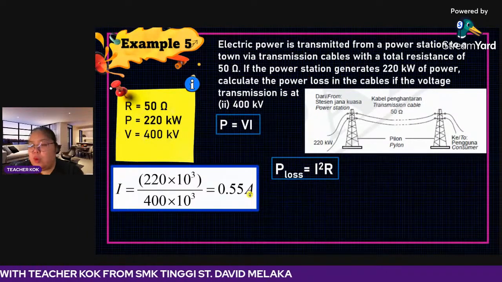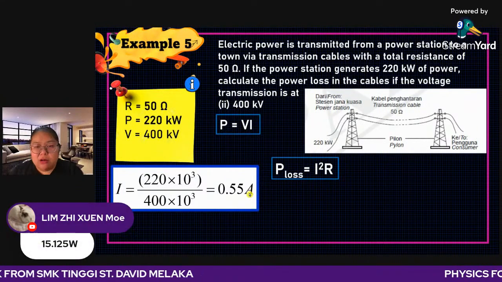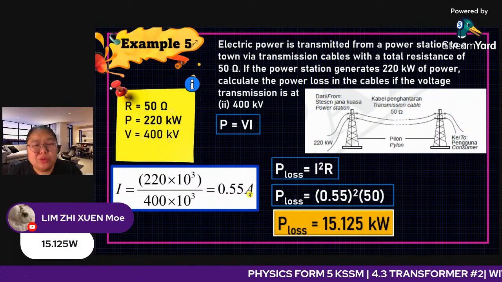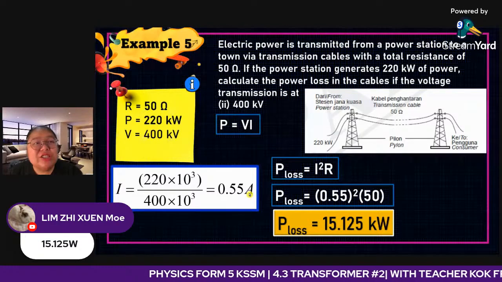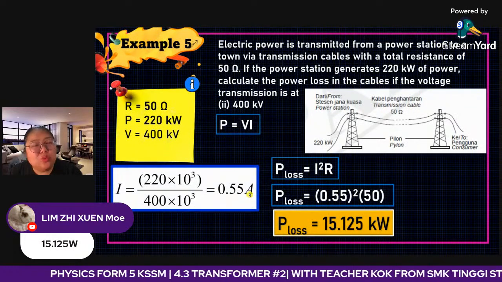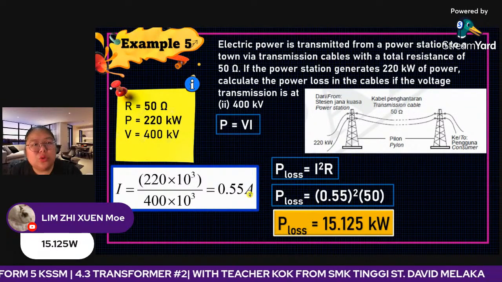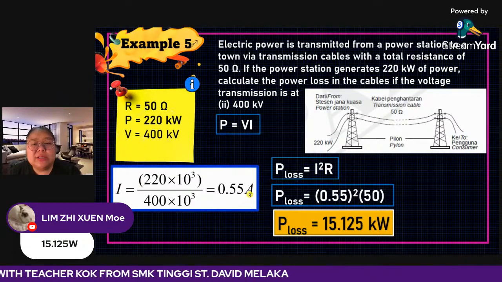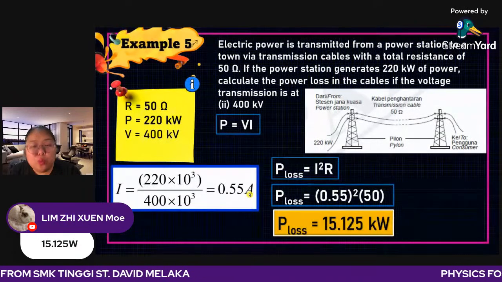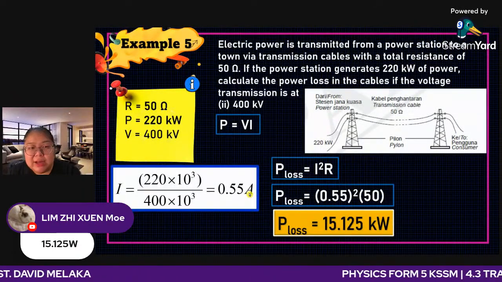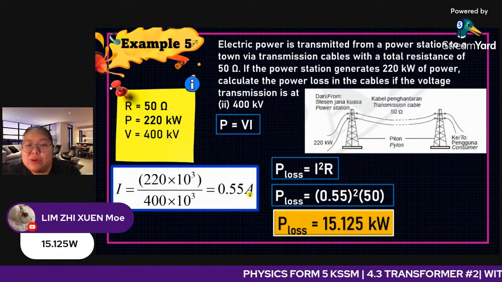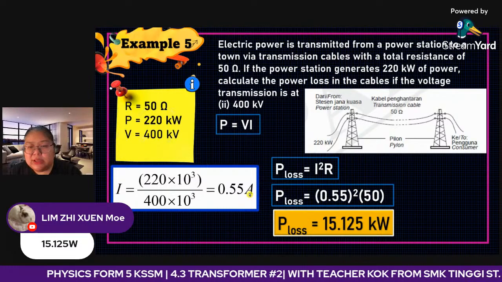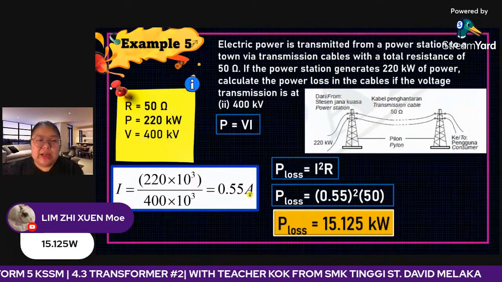15.125. You see, is it very small compared to just now? Only 15.125 kilowatts. Just now is how many? 220, I think. Just now is 20 kilowatt. So this one is 15.125 kilowatts. The kilo is missing. Is it watt or kilowatt? I think got watt only. I go to square. No kilo. The kilo is gone already.